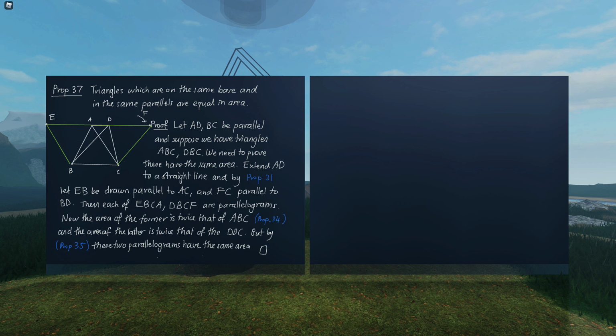Proposition 38. Triangles which are on equal bases and in the same parallels are equal to one another. Yeah, I think maybe it's going to be a stretch to get it done in 5 minutes. Let's just leave it. Yeah, all right, cool. We'll start with that next time.